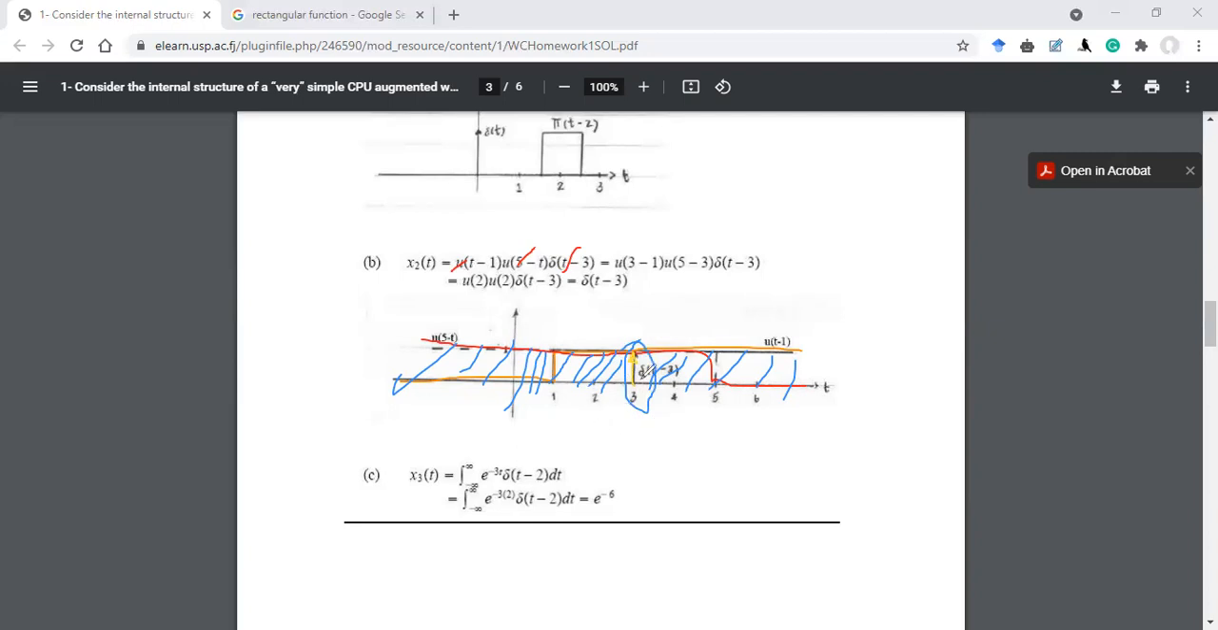That value will be delta t minus 3 multiplied by 1. The red line has an amplitude of 1, and the orange function again has an amplitude of 1. So 1 multiplied by 1 multiplied by delta t minus 3. So this is what we get: there is only one value, which exists at t equal to 3, that is delta of t minus 3. That's how you get this particular value, delta of t minus 3.